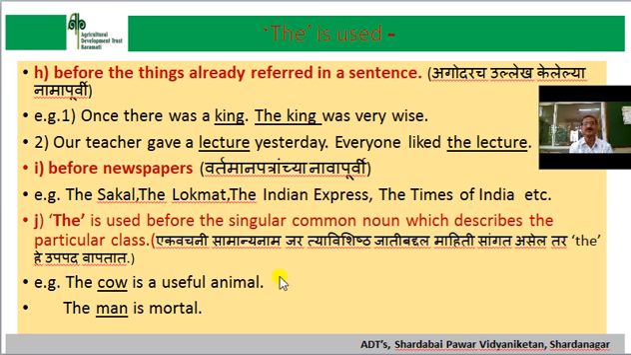The is used before the things already referred to in a sentence. For example, once there was a king, the king was very wise. In this sentence, king is a common noun used before in the first sentence, but when we use the same noun in the second sentence, the is used before that noun.